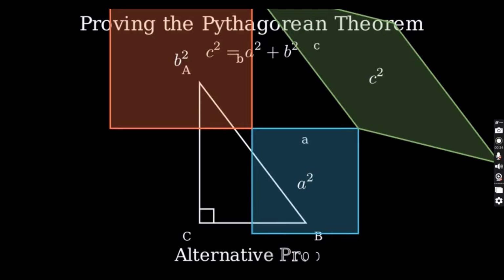We'll create a larger square with side length a plus b. Inside the square, we'll arrange 4 copies of our original right triangle. In the center, we get a square. This square's area is c squared, the square of the hypotenuse.